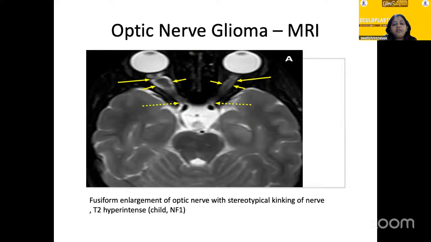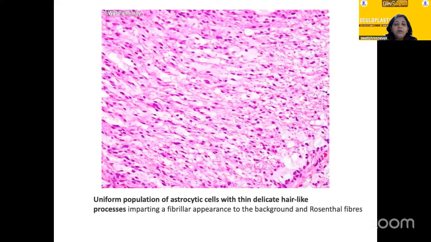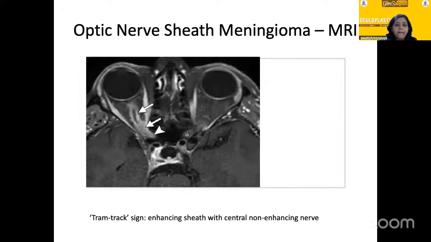So when we are dealing with optic nerve glioma, in MRI, we can see the fusiform enlargement of the optic nerve. The optic nerve itself has swollen and it has caused the fusiform enlargement. The kinking of the nerve is a characteristic feature of glioma. In histopathology, we can see the pilocytic astrocytoma cells that impart a fibrillar appearance and also Rosenthal fibers.